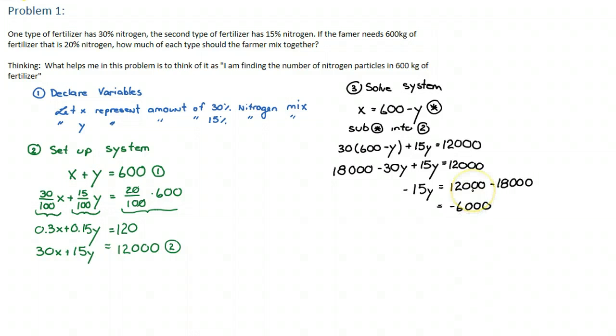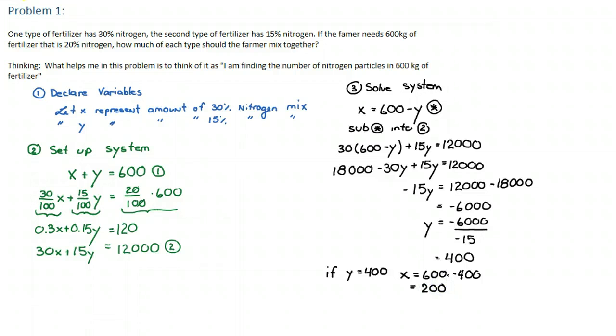If I've done this right, I should get a value of y that is less than 600. So therefore y is equal to negative 6,000 divided by negative 15. Let's get my trusty calculator out just to do this one. 6,000 divided by 15, and we get 400. So therefore we have 400 kilograms of the 15% nitrogen mix. So if y is equal to 400, we can then substitute in and see that x is going to equal 600 minus 400, which is equal to 200.